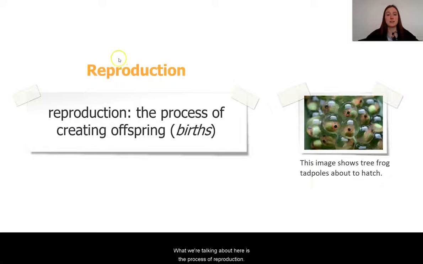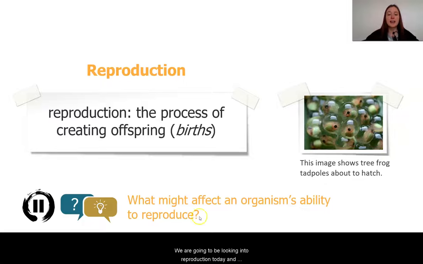What we're talking about here is the process of reproduction. Reproduction is the process of creating offspring, or the process of having new births in a population. Over here, we can see some new tadpoles about to hatch, meaning that births are about to occur. We are going to be looking into reproduction today and thinking about what might affect an organism's ability to reproduce, or the ability to increase or decrease the number of births that they're having.